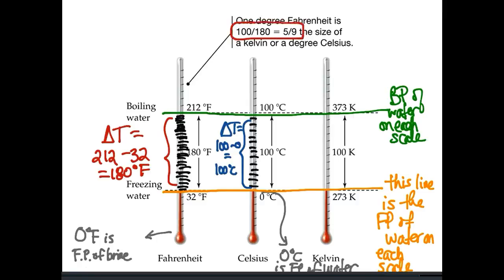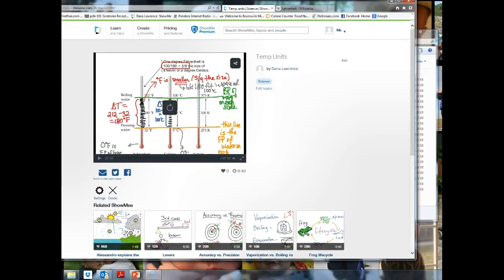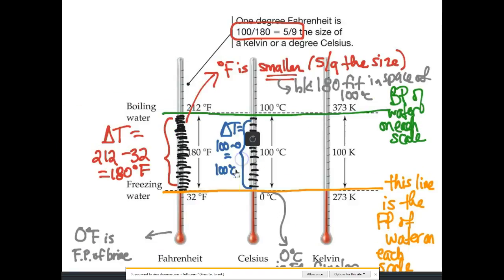That's where this difference comes from. That's where this ratio of 5/9 comes from, is because on the centigrade scale it's 100, and on the Fahrenheit scale it's 180. So that is a ratio of 5/9, which in our conversion from Fahrenheit to Celsius or Celsius to Fahrenheit, there is a difference of 5/9 or 9/5 for each of those. So degrees Fahrenheit is smaller, 5/9 the size, because 180 degrees Fahrenheit fit in the space of 100.